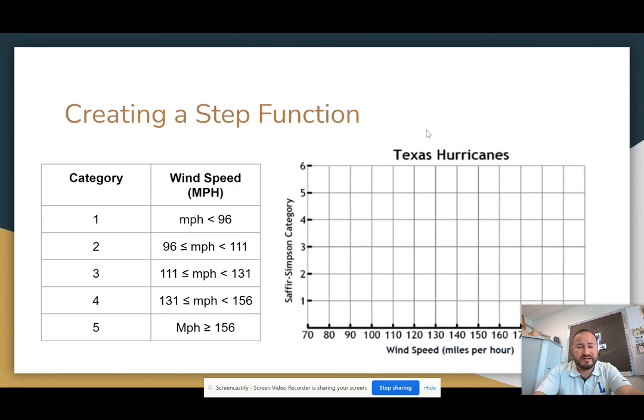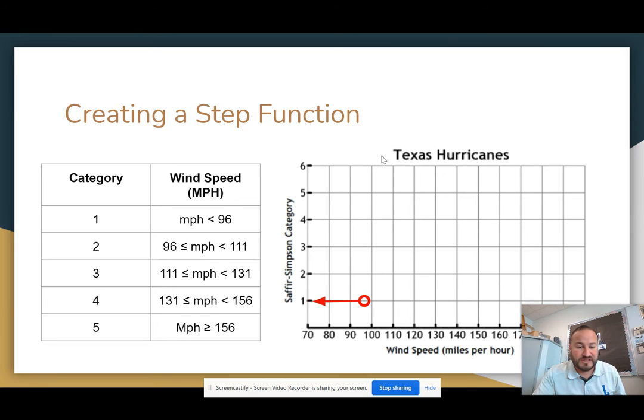So what would this look like as a function? There's my table right there. I have a blank graph here, and when I want to start out with category 1, I'm going to show anything that's less than 96. So I'm actually going to put a dot on 96, but because this less than sign does not have the equal to part, that dot's just going to remain open.